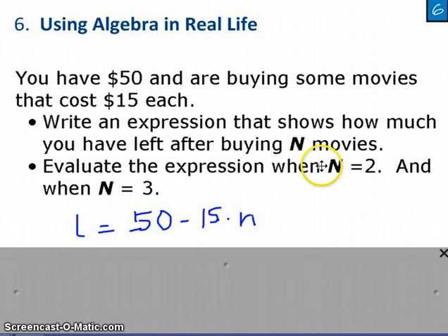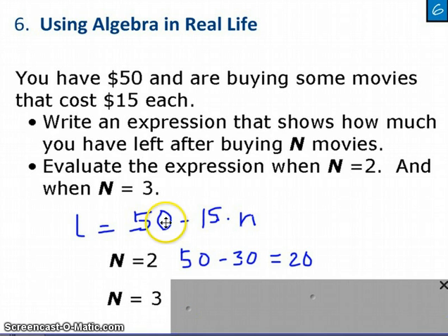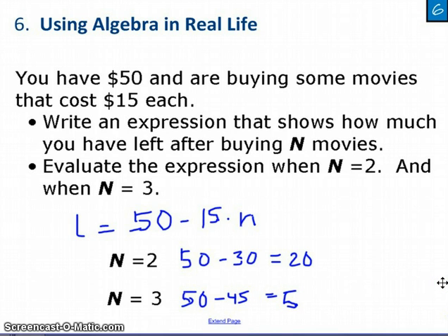Okay, now to solve the rest, to figure out what it is to evaluate it when n is 2, I go ahead and plug in. 2 here times 15 is 30, so I've got 50 minus 30, or in other words, $20 is the answer. If I instead bought 3 movies, then it would be 50 minus 15 times 3. Or in other words, 50 minus 45, which is $5.